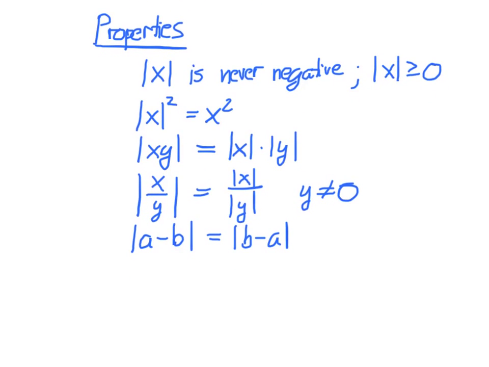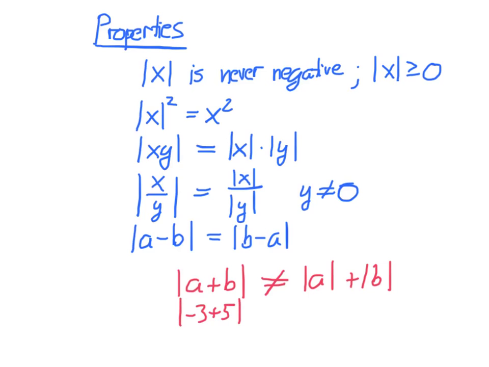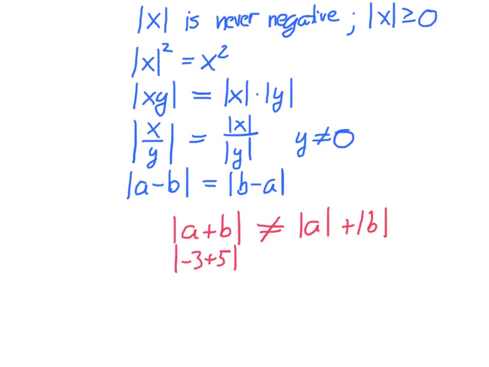One thing that's not true, and I'll show you really quickly, is that the modulus of a plus b does not equal the modulus of a plus the modulus of b. For example, if a was negative 3 and b was 5, you would see on the left hand side that I would have a modulus of 2. And on the right hand side I would have the absolute value of 3 plus the absolute value of 5, and this is 8. So these do not equal each other. That is not one of the properties that you should remember.